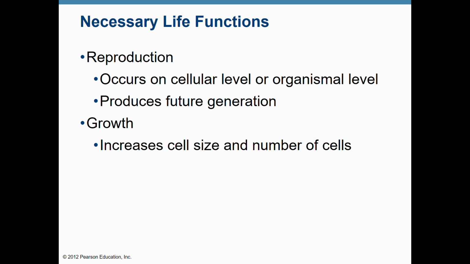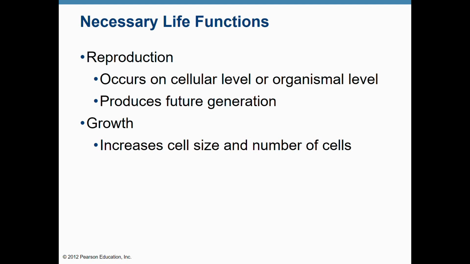Then next we have reproduction. Reproduction occurs on the cellular level or the organismal level, producing for future generations. In reproduction, it refers to two principles. First, we have the formation of new cells for tissue growth, repair, or replacement. So that's another function of reproduction.